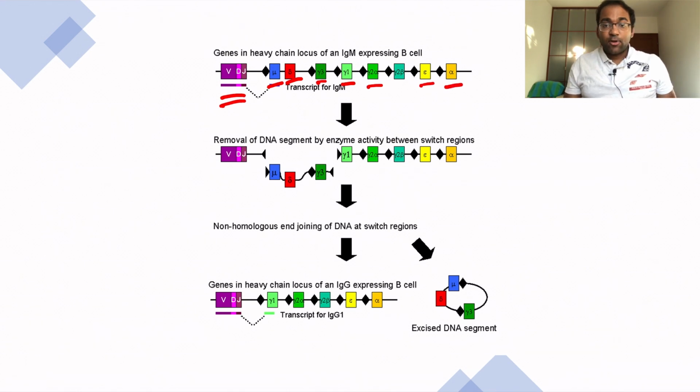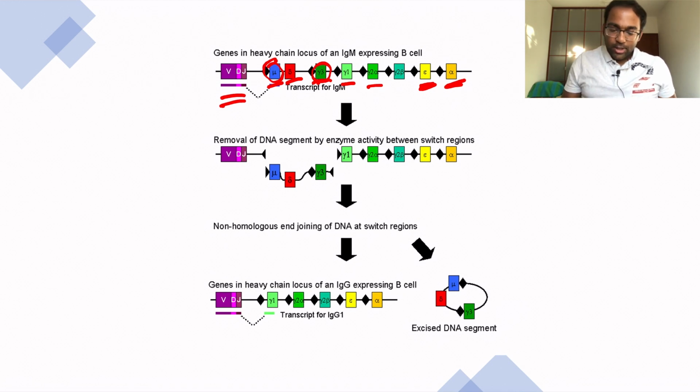Now this mu stands for M. So if you have the joining of the mu portion with the VDJ gene, then the antibody will be called IgM. If you join the gamma 3 portion with the VDJ gene, then the antibody would be called IgG3. Same with epsilon, it will be IgE, and alpha, IgA. So I hope you understand this.